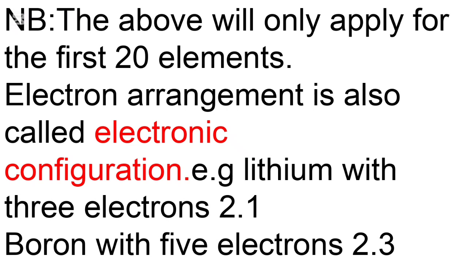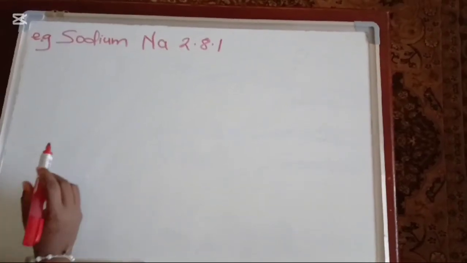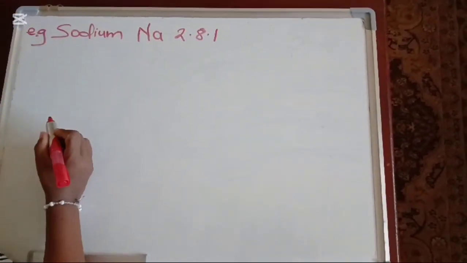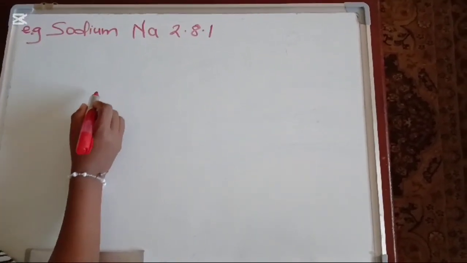Boron, which has 5 electrons, will have the electron configuration 2,3. Why? Because the first energy level can only accommodate a maximum of 2. The rest of the electrons, as long as they are less than 8, will be accommodated in the second energy level. Sodium, with an electron arrangement of 2,8,1, can be represented in a diagram like this.